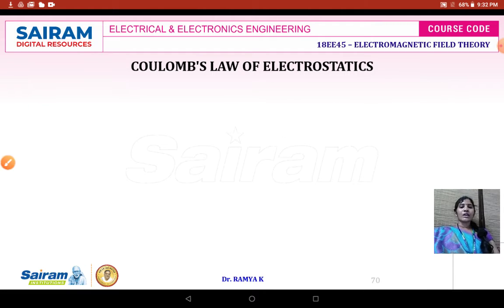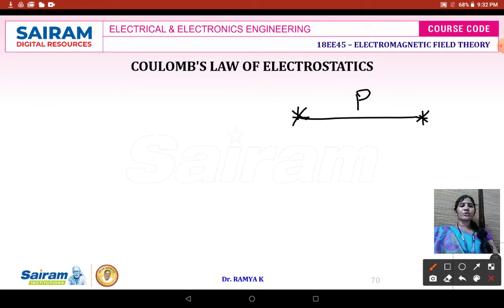So to explain Coulomb's law, you are going to consider 2 point charges separated by a distance of r meter. Two tiny small objects, that is this Q and this Q. When you are keeping two charges, there should be a force of attraction or force of repulsion, depending upon whether it is a like charge or unlike charge.